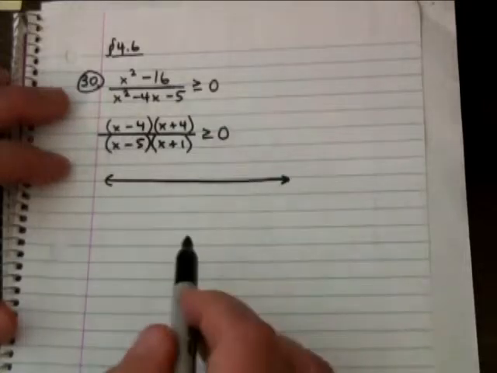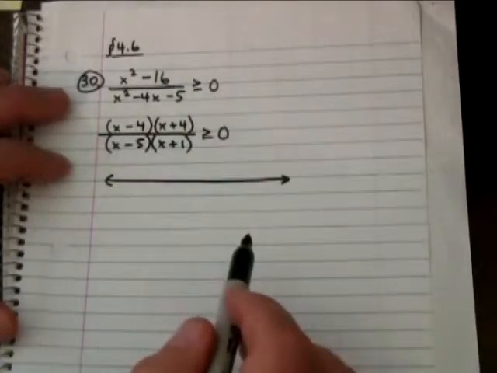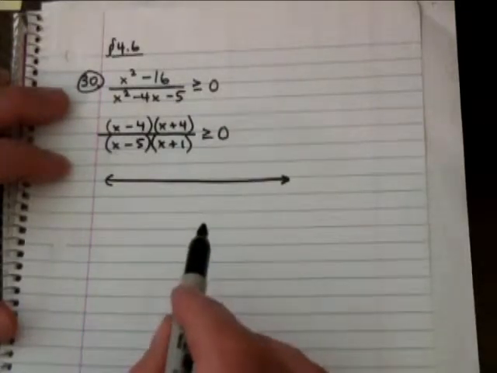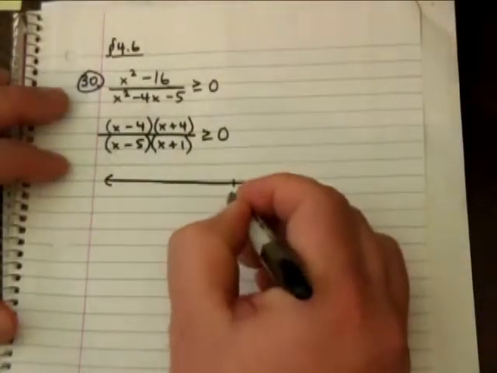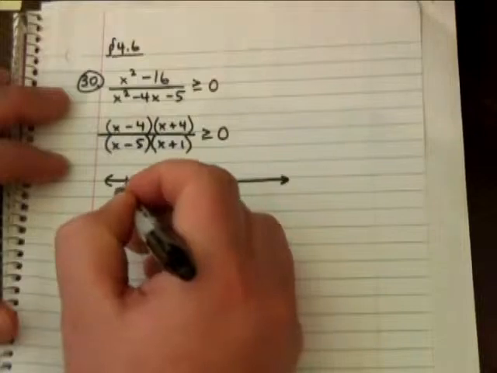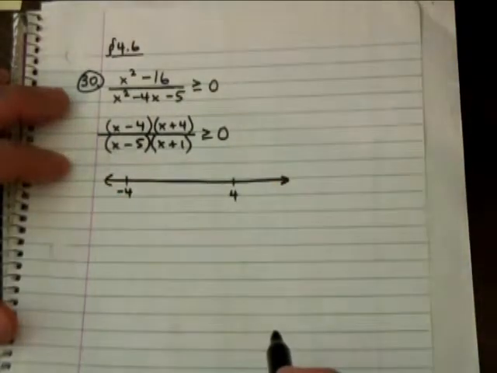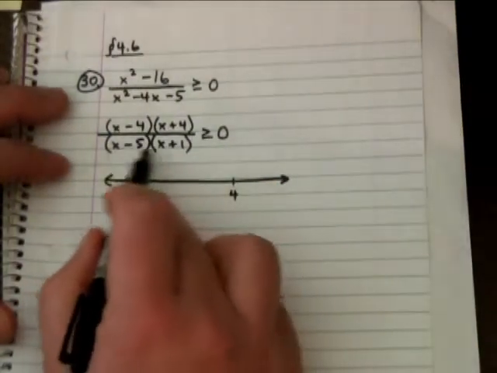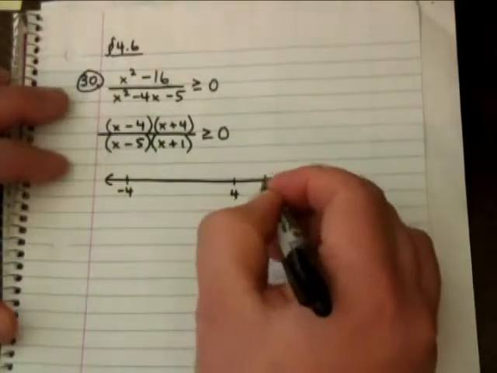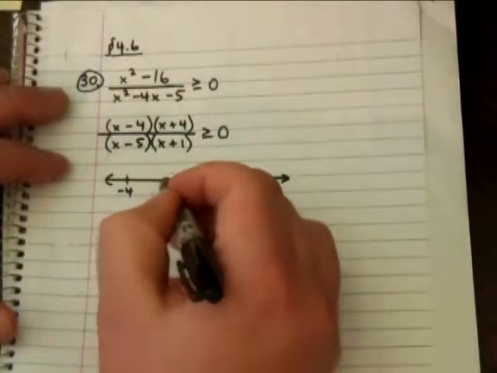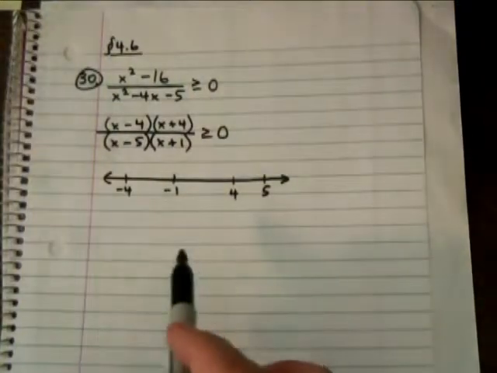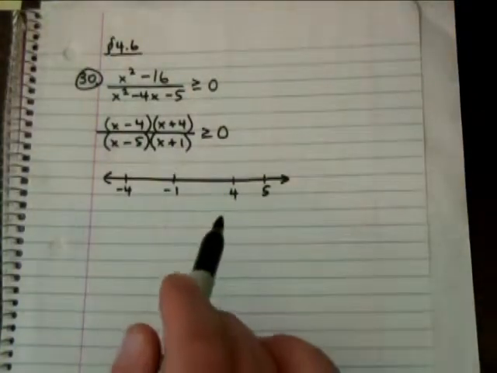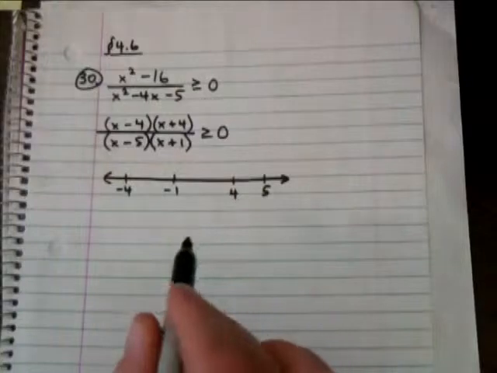And I'm going to put those on a number line, and I'm going to make sure that they happen in numerical order. So the numerator is equal to 0 at positive 4, and it's also equal to 0 at negative 4. The denominator is equal to 0 if x is 5 or if x is negative 1. Now, my spacing might be off on this, but that's not really the important part here.